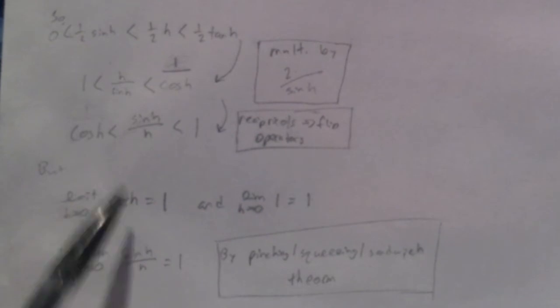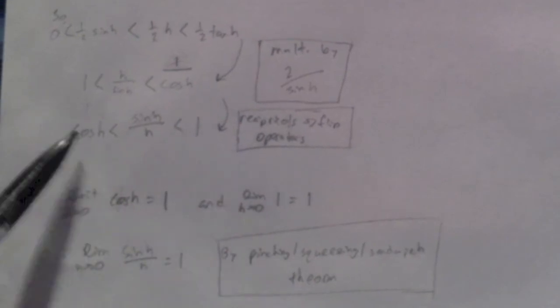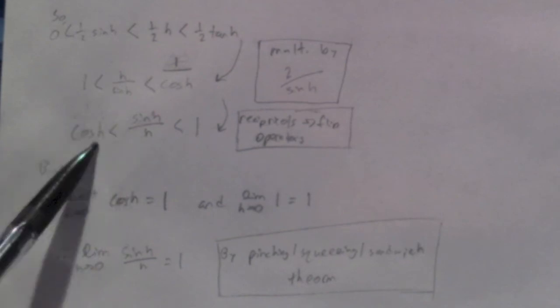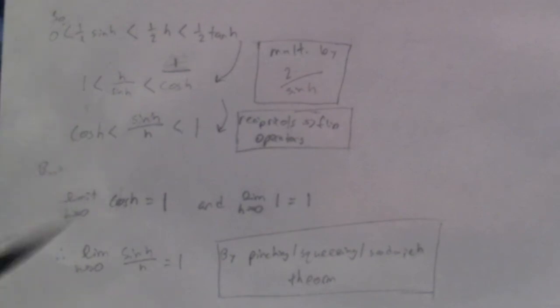So since you know that that is 1 and that is 1, then by the pinching or squeezing or sandwich theorem, it all depends on which textbook you're using, they all mean the same thing. That means that the limit of sine h over h as h approaches 0 is 1. Simply because of this theorem: if 1 is greater than that number, and that number is greater than something that also goes to 1, then by default this must equal those. So that's how you figure that out.